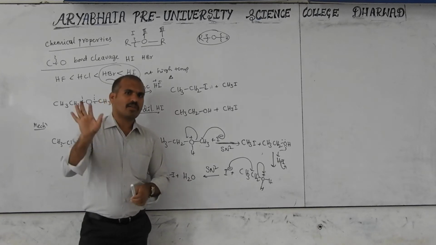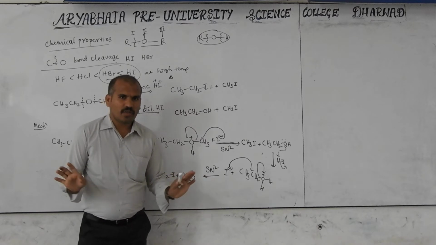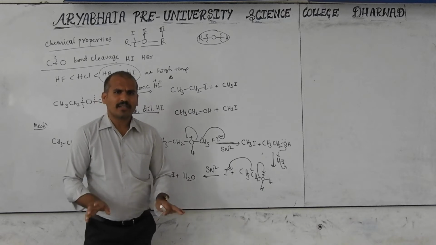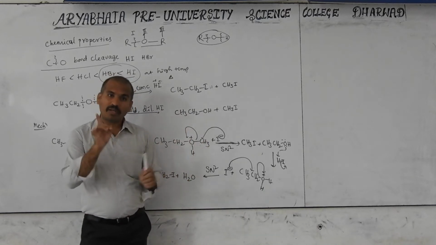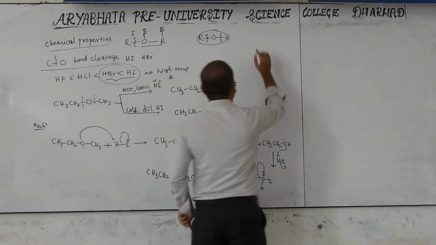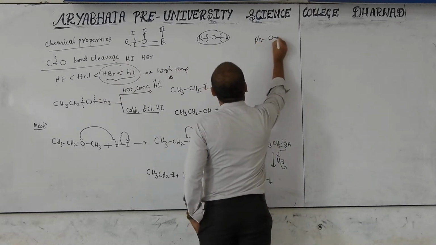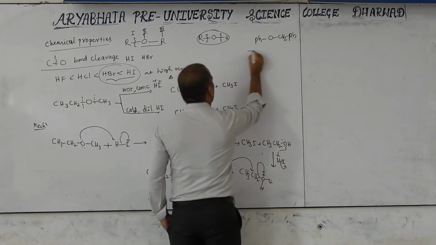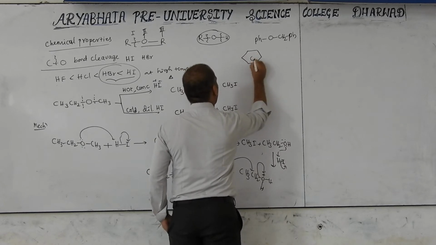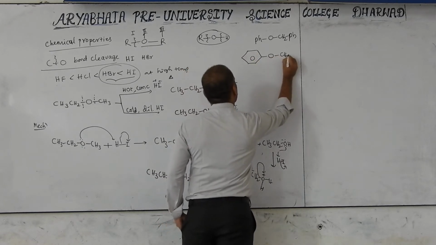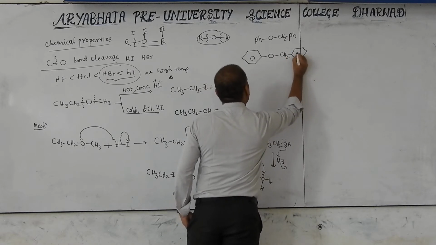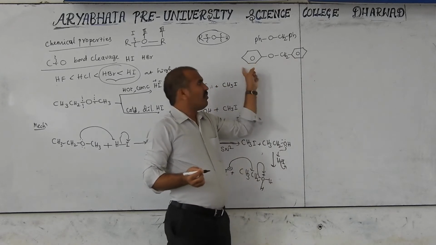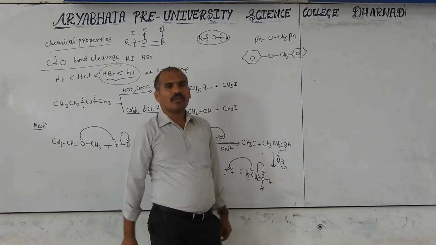That's why I will use one shortcut. We have to remember: when a tertiary group is there, it always undergoes SN1. The remaining, primary and secondary, undergo SN2. But sometimes SN1 is also possible, like this: Ph-O-CH2-Ph. This is called benzyl, and this is phenyl. When benzyl is there, at that time also it undergoes SN1 reaction.